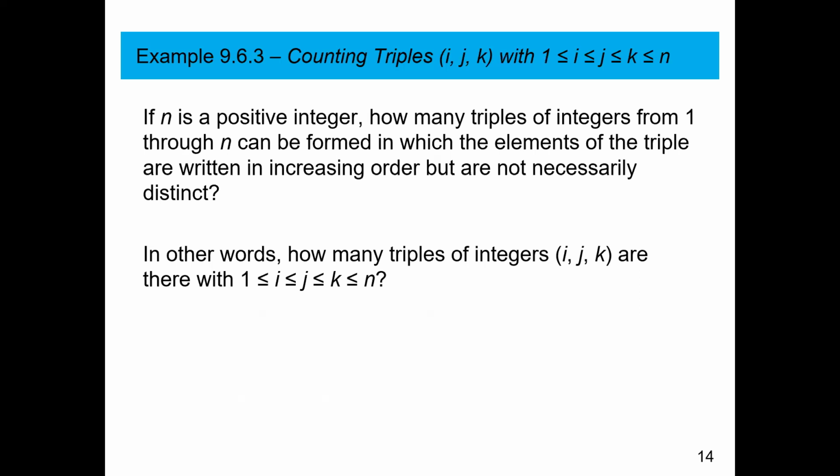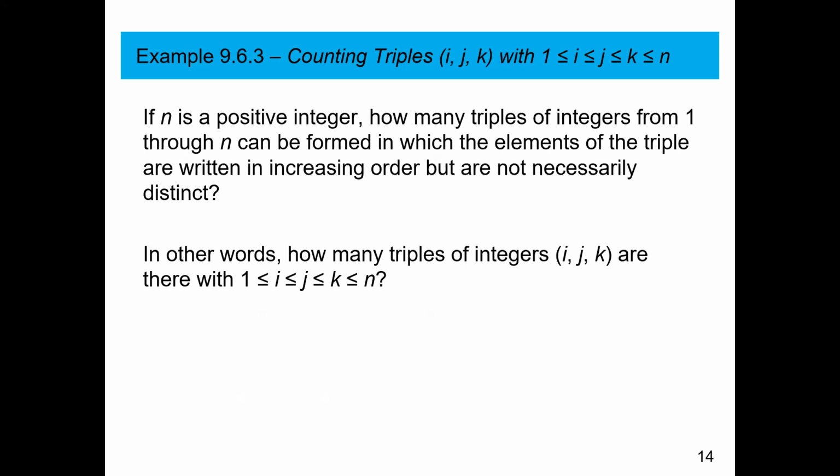Anyways, let's count triples now. This problem becomes a very interesting one, so let's just go through it. N is a positive number. How many triples of integers from 1 to n can be formed, in which the elements of the triple are in increasing order but not necessarily distinct? In other words, how many triples i, j, k can I find where 1 is less than or equal to i, which is less than or equal to j, which is less than or equal to k, which is less than or equal to n?